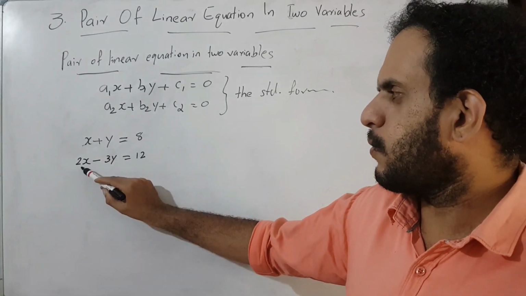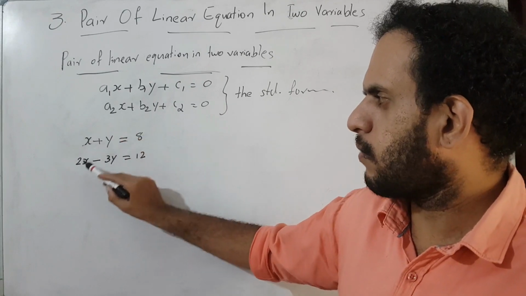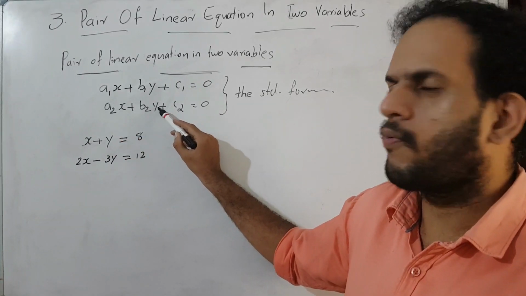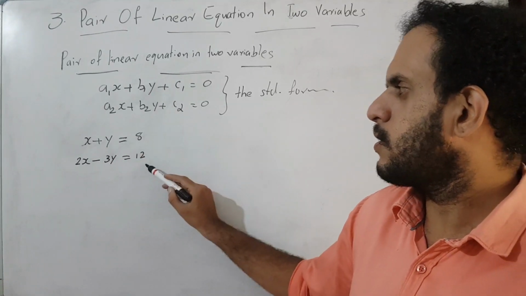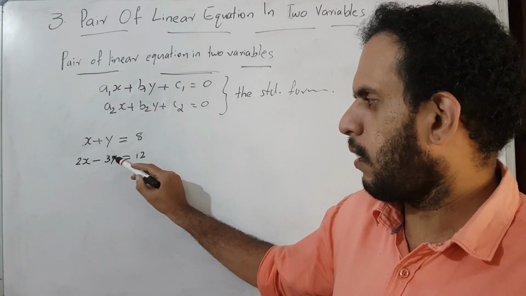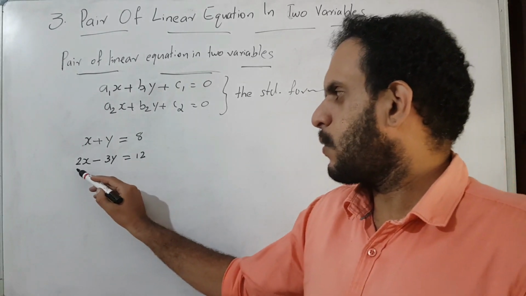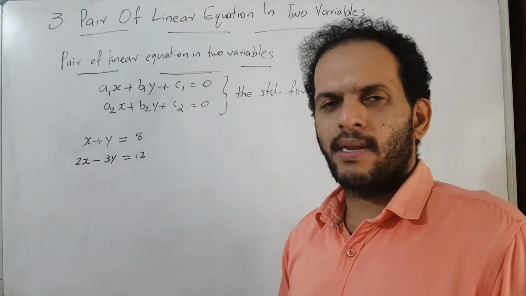Then what is the value of a2? a2 is equal to 2. In the second equation, the coefficient of x is 2. What is b2? b2 is the coefficient of y in the second equation, that is minus 3. What is c2? If we transpose 12, then we get minus 12. So a2 is 2, b2 is minus 3 and c2 is equal to minus 12.